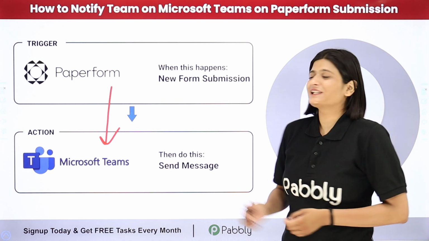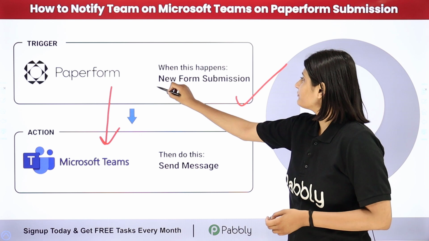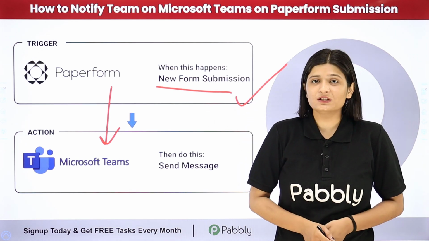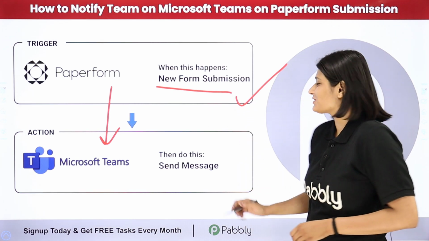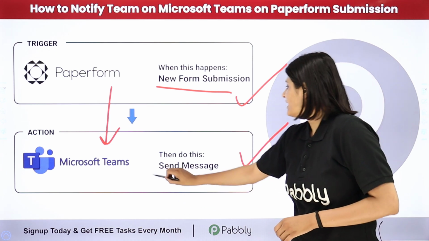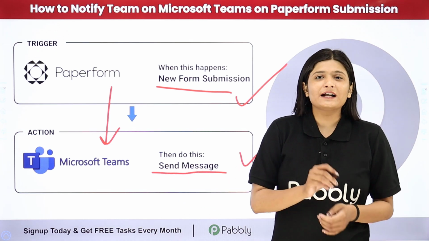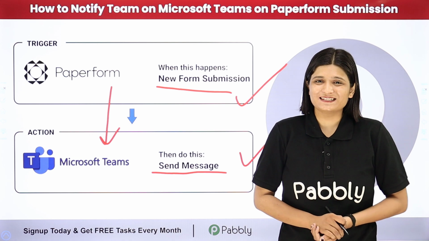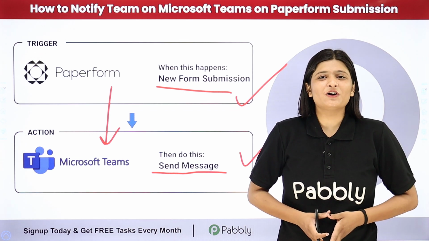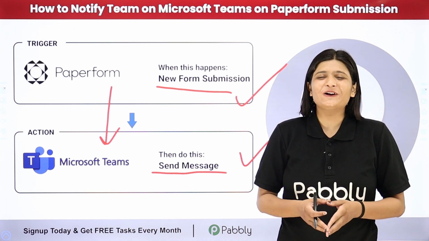Here, as my trigger application, I am going to take Paperform, from where I will receive new form submission, and then in my action application I am going to take Microsoft Teams, where the channel message will be sent automatically as soon as the form submission will be received. If you want to learn this amazing automation step by step, then let me take you all to my screen.